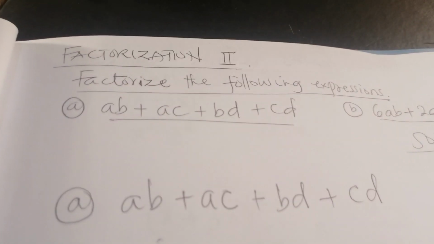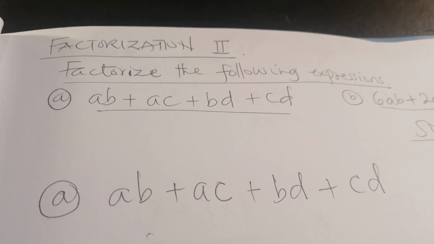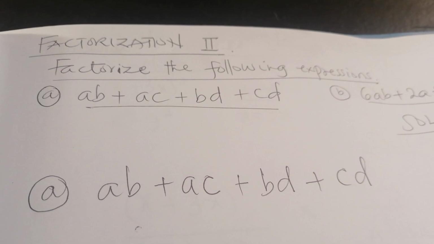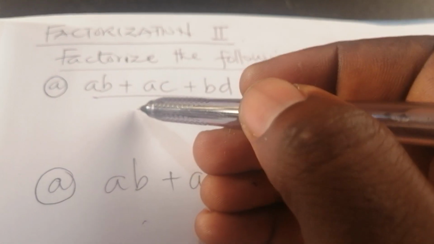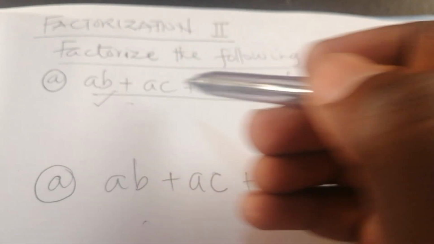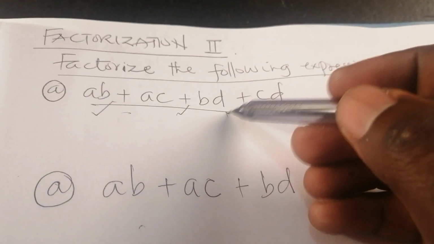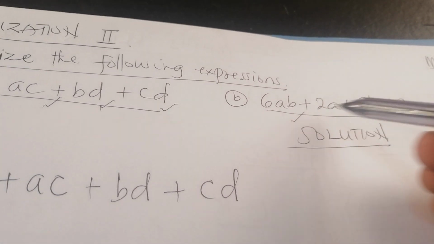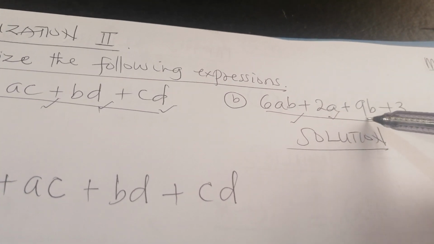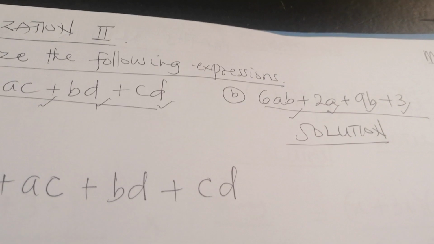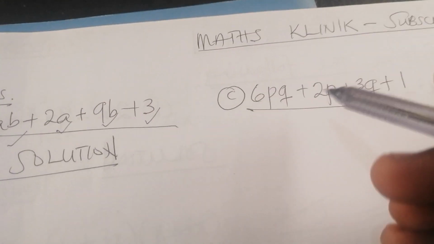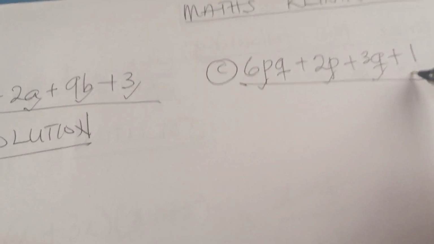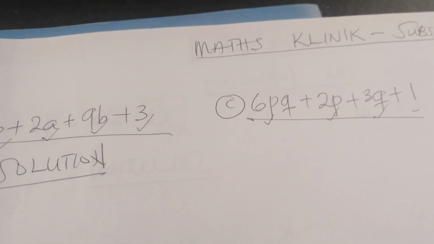Welcome to another lesson video on factorization. This time we'll be looking at 4 different terms. Like in this question we have AB, AC, BD and CD. And the next question, 6AB plus 2A plus 9B plus 3. And lastly, we have 6PQ plus 2P plus 3Q plus 1.